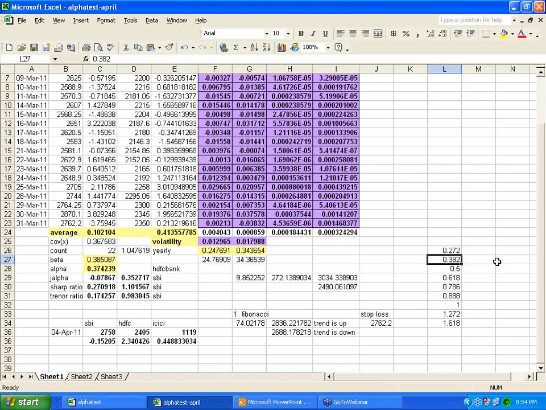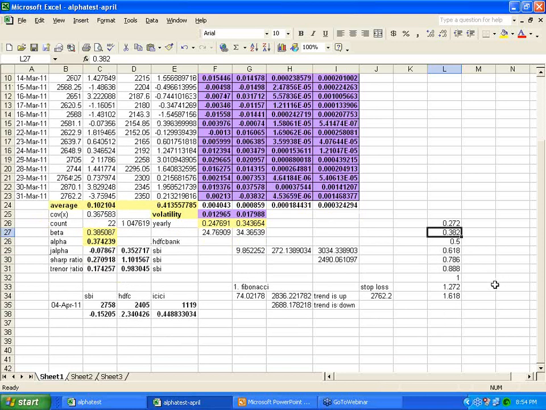Whenever we need to make an investment, with an investment horizon of at least more than 10 days, then this 0.272 is valid enough to take.